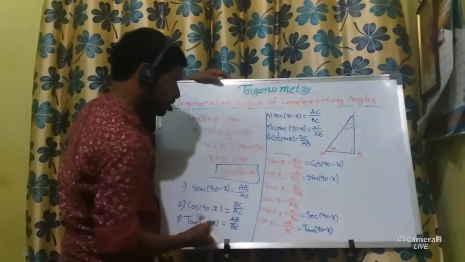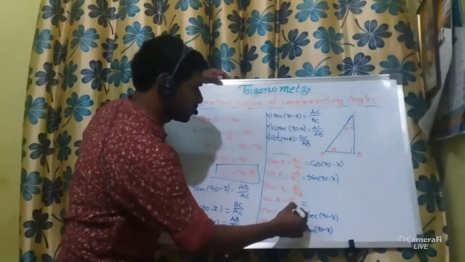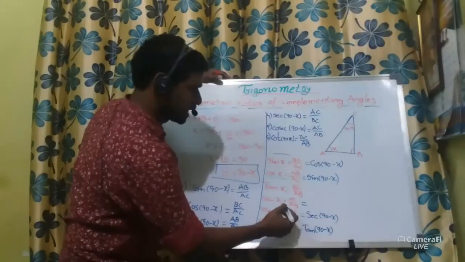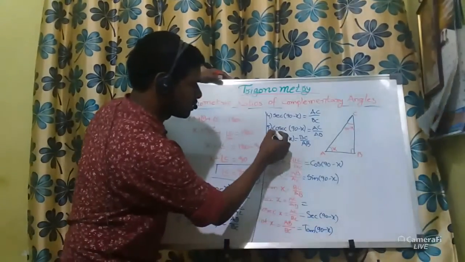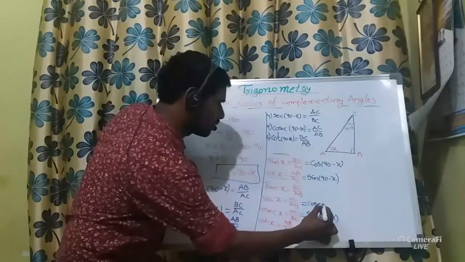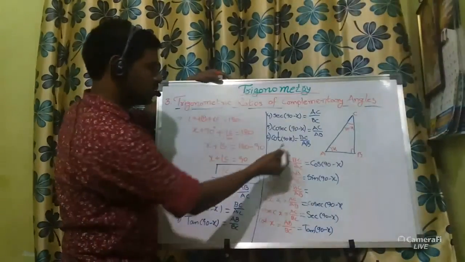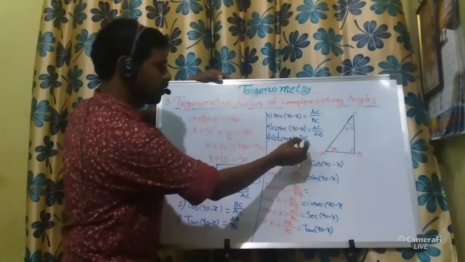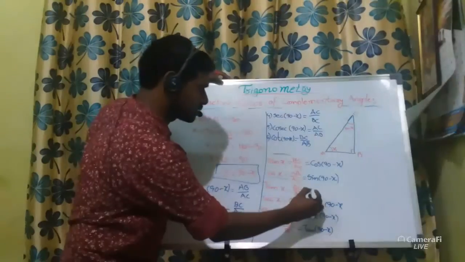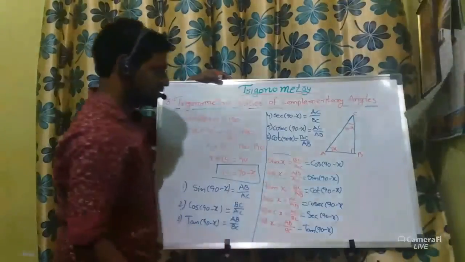Okay, right. Next one is cosecant 90 minus x, which is equal to AC by AB. AC by AB means secant x. Secant x, AC by AB, means cosecant 90 minus x. Finally, cot 90 minus x is equal to BC by AB. BC by AB means tan x. So this is the final formula.